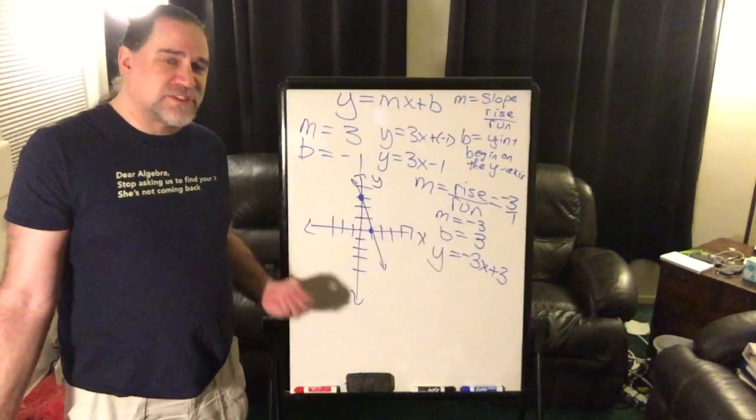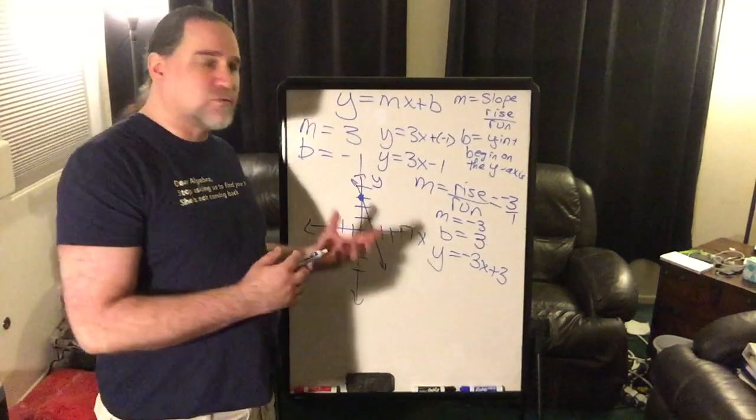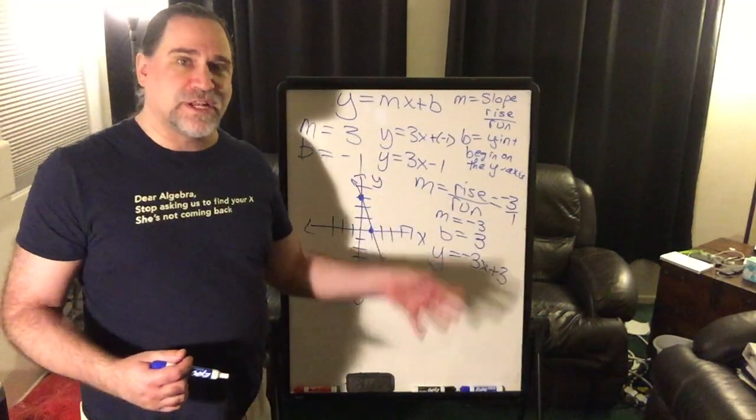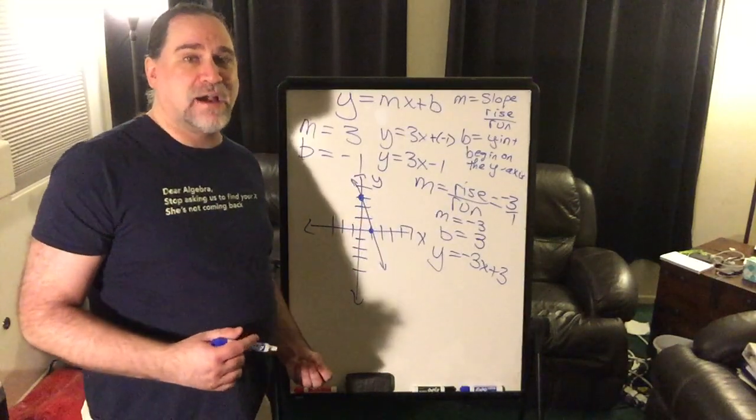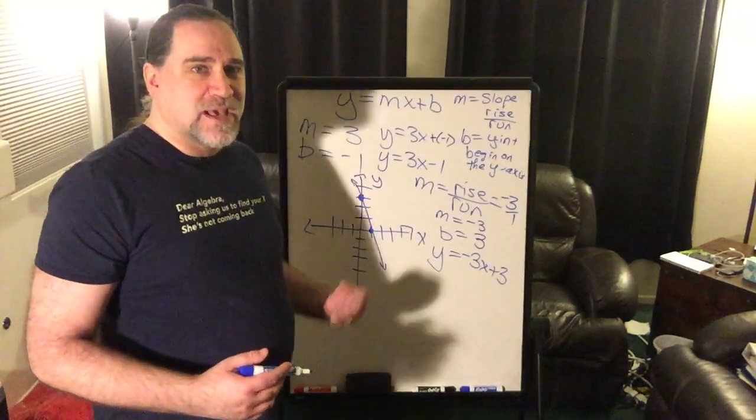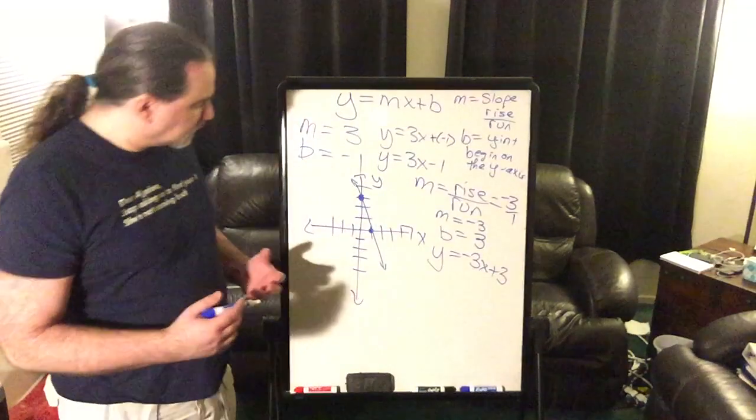So it's definitely more difficult to go from the graph to the equation than it is to go from the equation to the graph. Okay? That's one of the big areas that I think is the challenge.